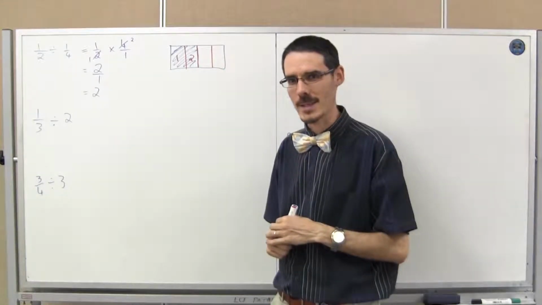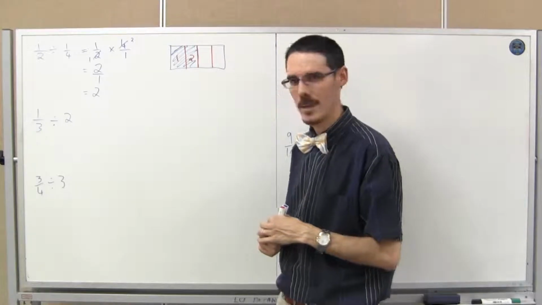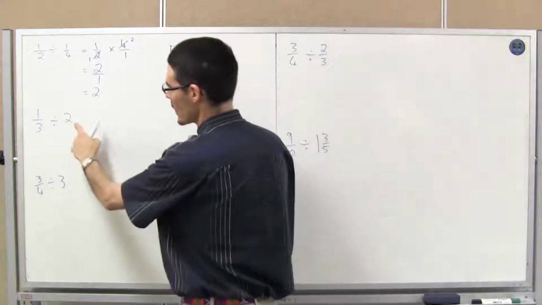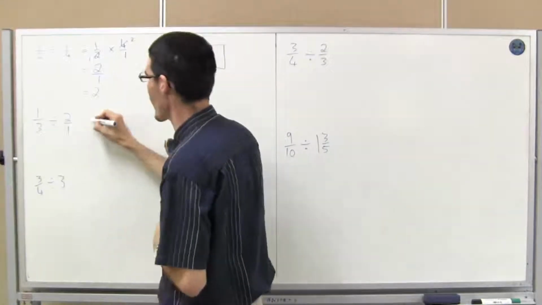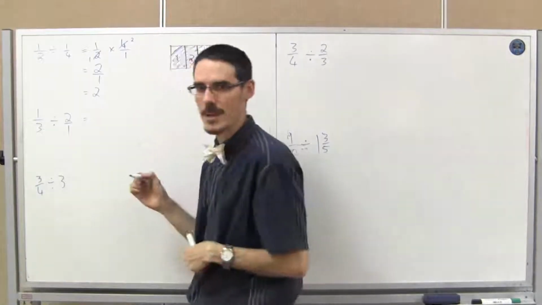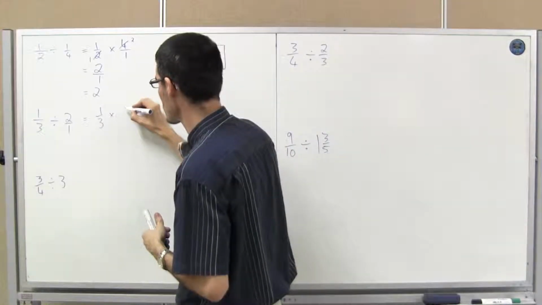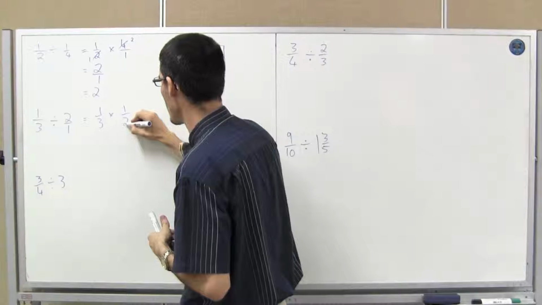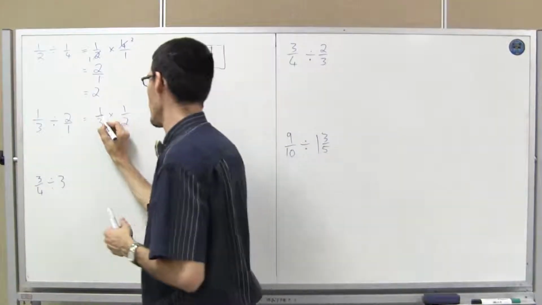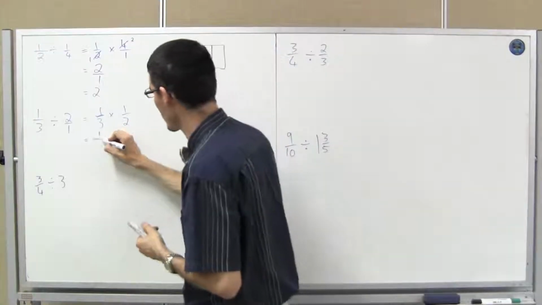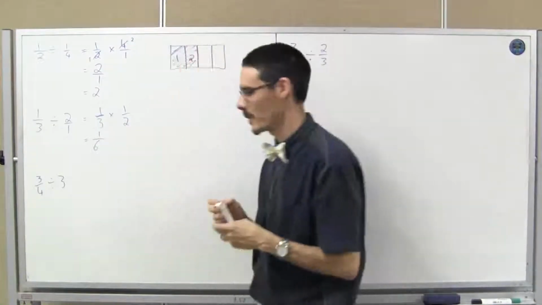So let's try the next example. A third divided by 2. Well, this is really a fraction, 2 divided by 1, so I can turn it upside down and multiply. 1/3 times a half. Okay? So, no common factors, multiply across the top and multiply across the bottom.